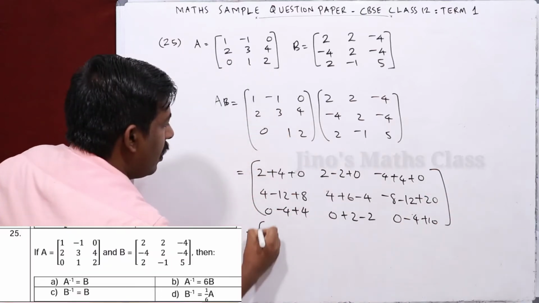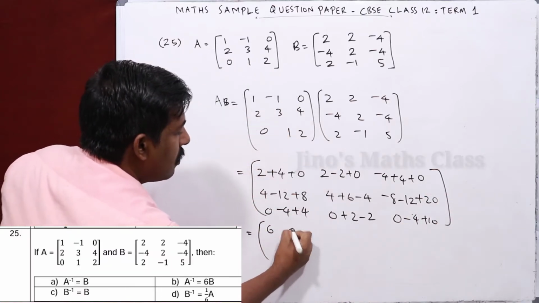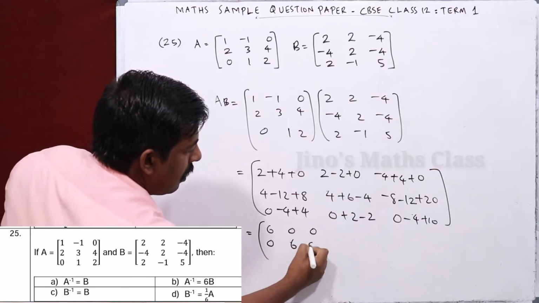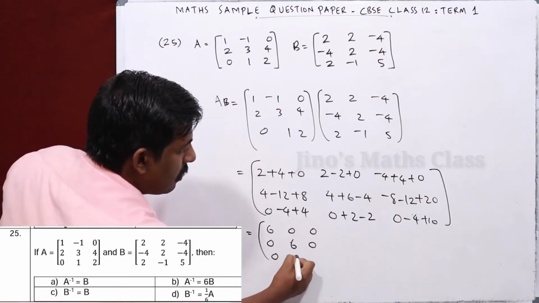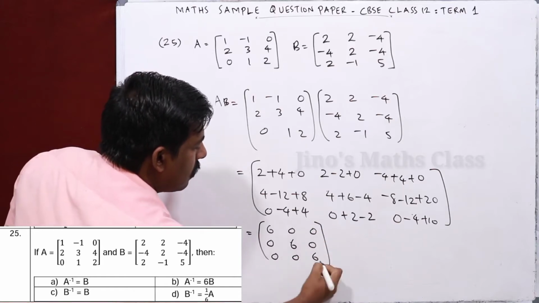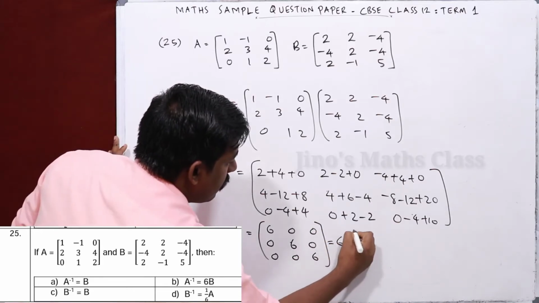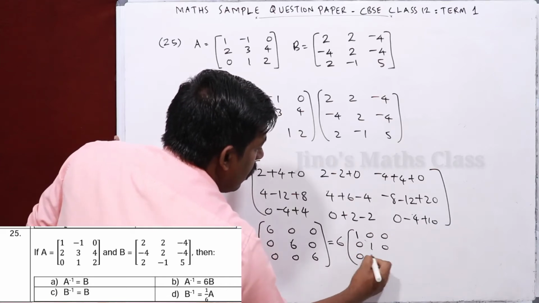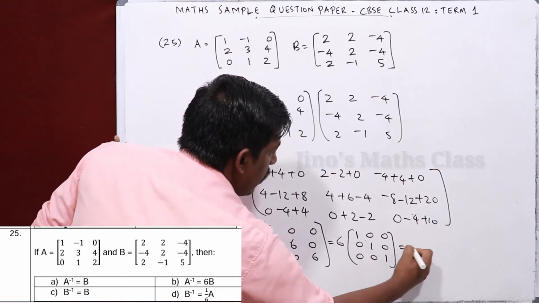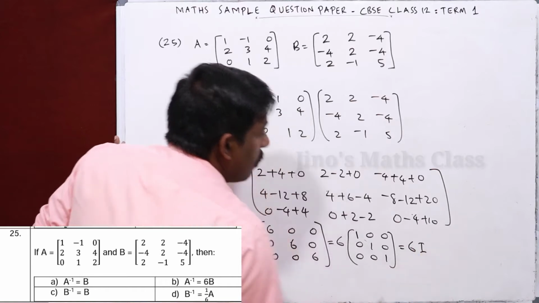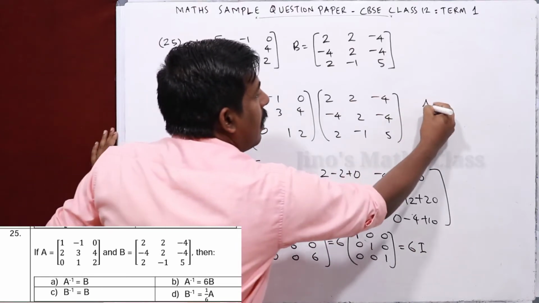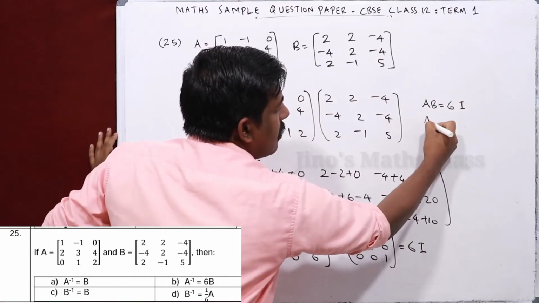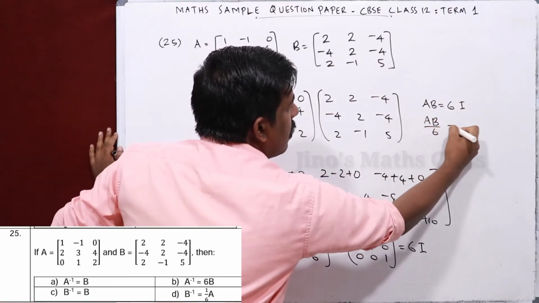So when we simplify, here we are getting 6, then 0, 0. Here it is 0, 6, then here it is 0. Here 0, here it is 0, and here it is 6. That means here we are getting 6 times the identity matrix 1 0 0, 0 1 0, 0 0 1. That means we can say it is 6 times I. So we are getting AB is equal to 6 into I. That means we can say AB by 6 is equal to I.